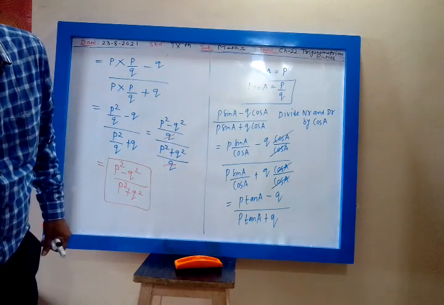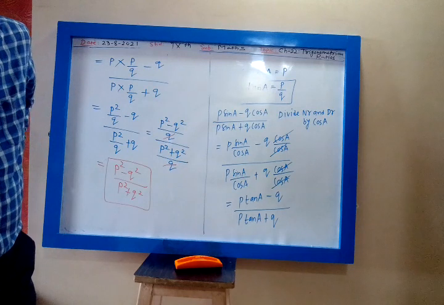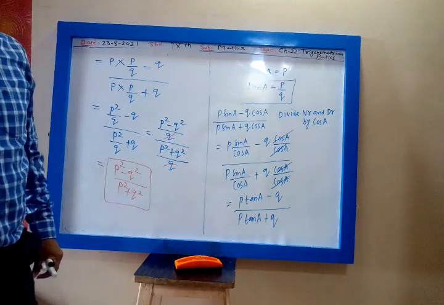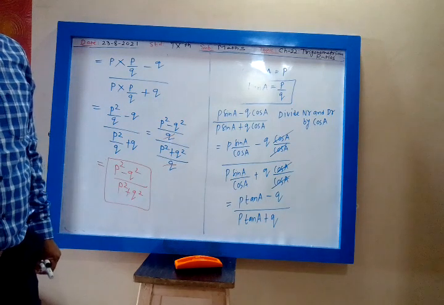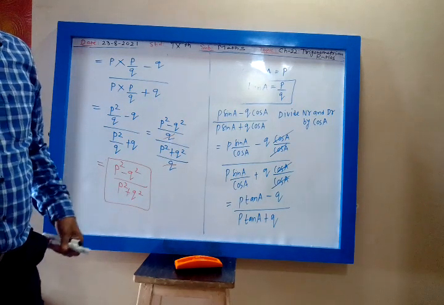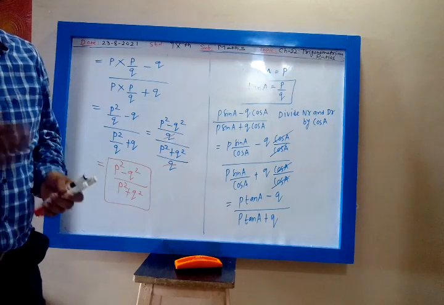Then 22. Sin A is equal to cos A. Find the value of 2 tan square A minus sec square A plus 5. Yes. What about that?